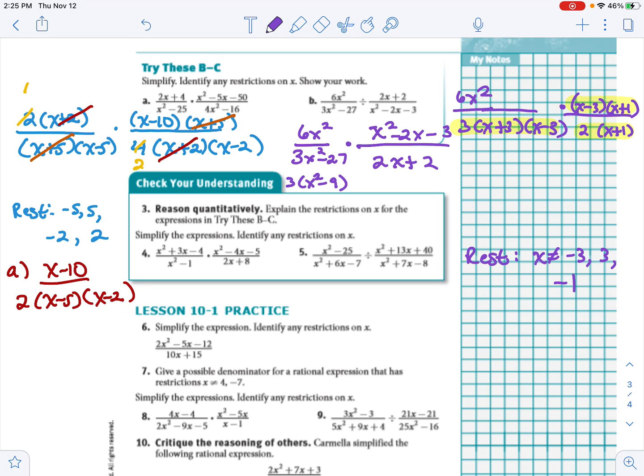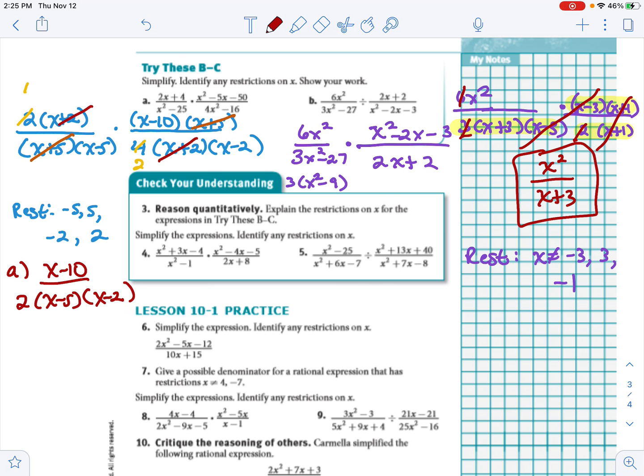Now when we simplify, we can start crossing things off. So let's see what we can cross off. I've got x plus 1s that are gone there. I've got x minus 3s that are gone there. Oh, and then on the bottom, I actually have 3 times 2, which is 6. So that'll cancel with the 6. And it looks like we got this whole thing down to x squared over x plus 3 for our answer. And then, of course, our restrictions that we found first.